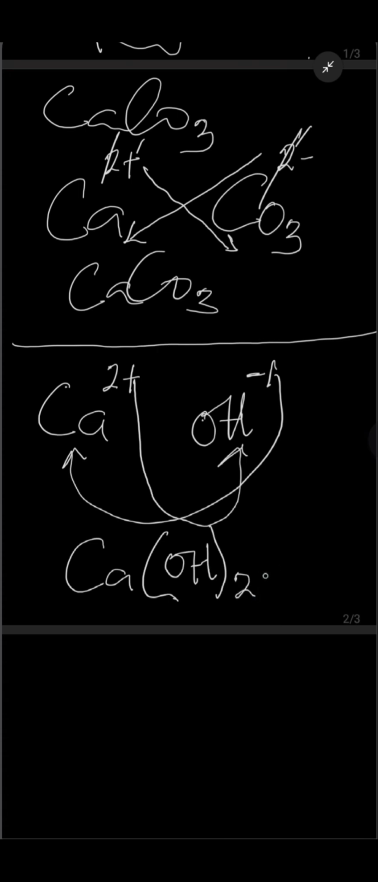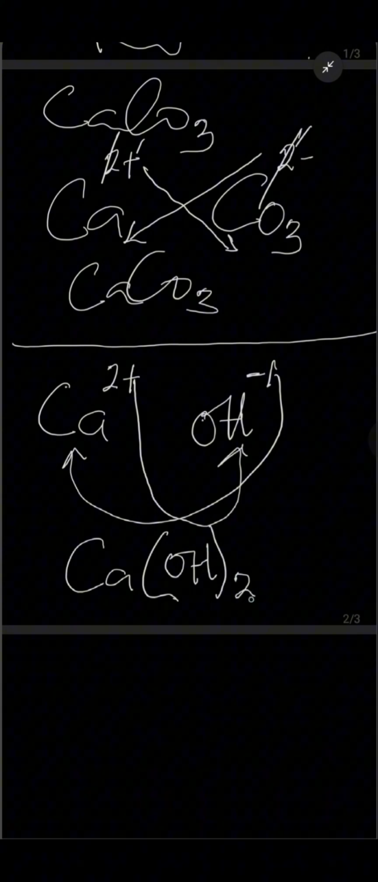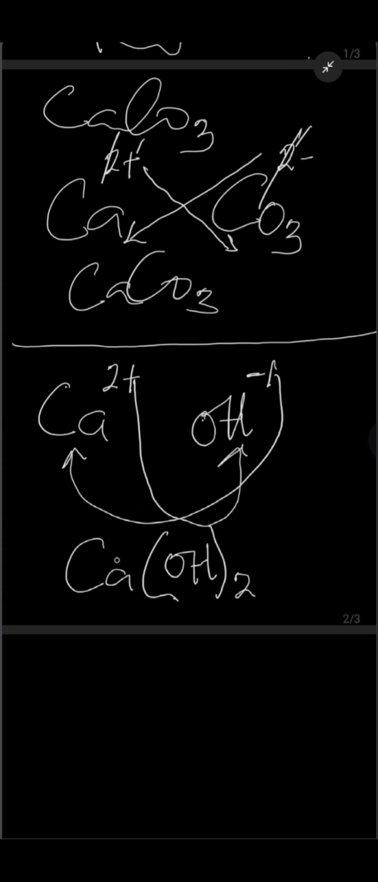So it implies that this 2 that is attached to OH originally belonged to calcium, while the 1 of calcium, which we don't even need to write, we can just put it as Ca, belongs to OH.